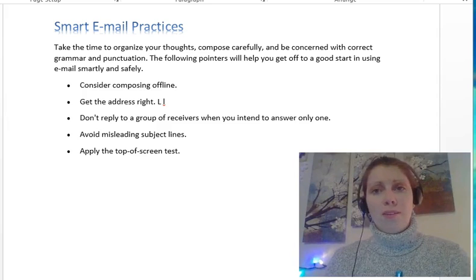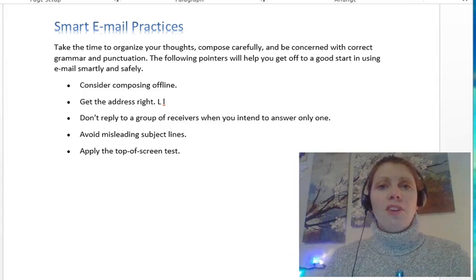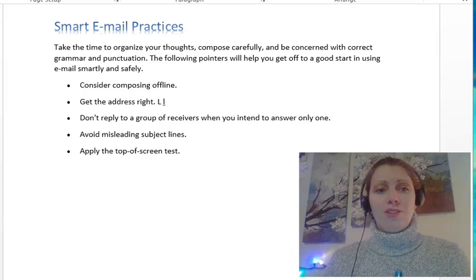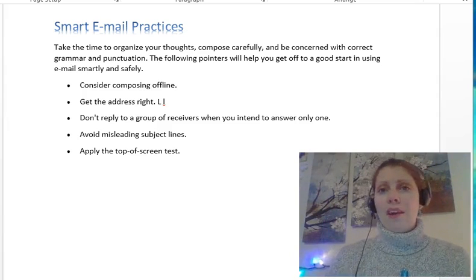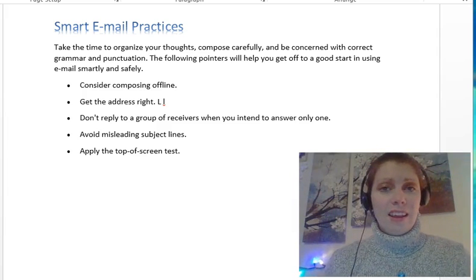Then your message will bounce or maybe even go to somebody else if that email address exists for somebody else. So a solution to this could be to use your electronic address book for people that you write to frequently. So every email has an address book that you can keep their emails in, something like a contact in your phone.